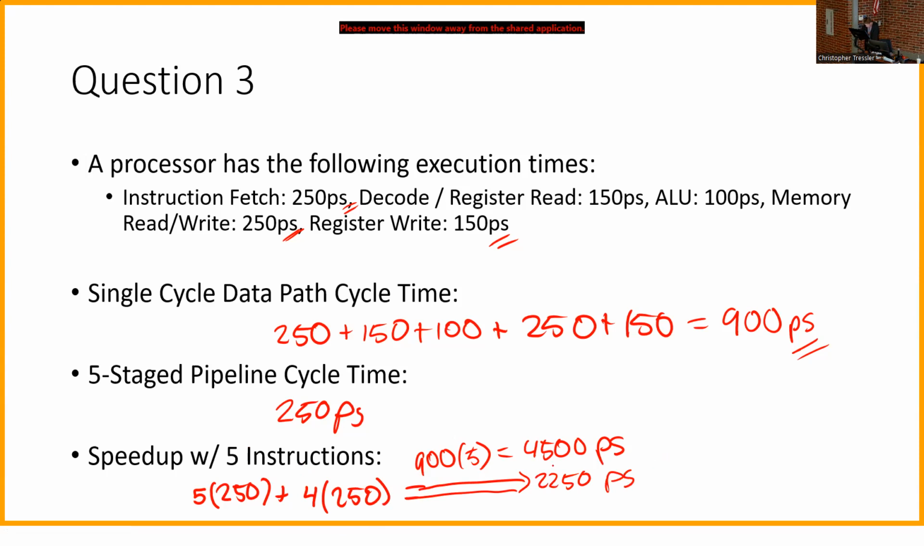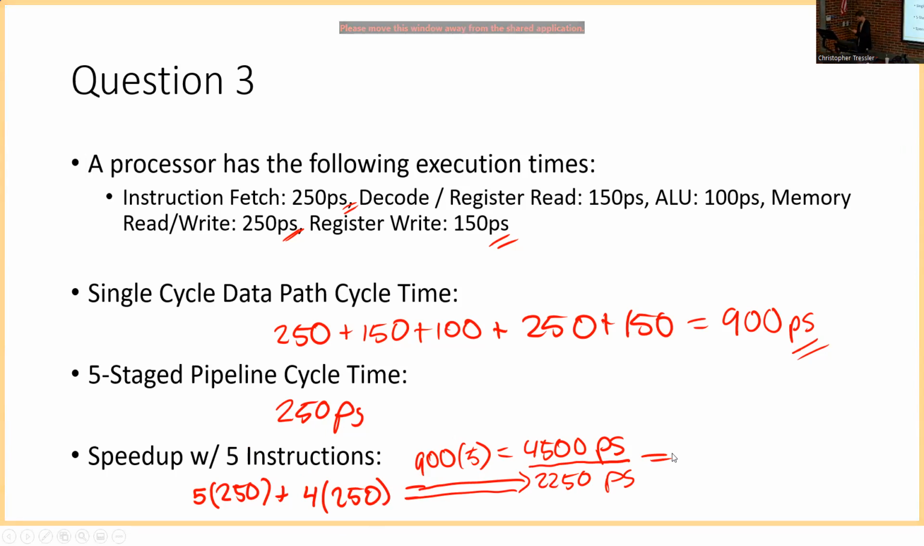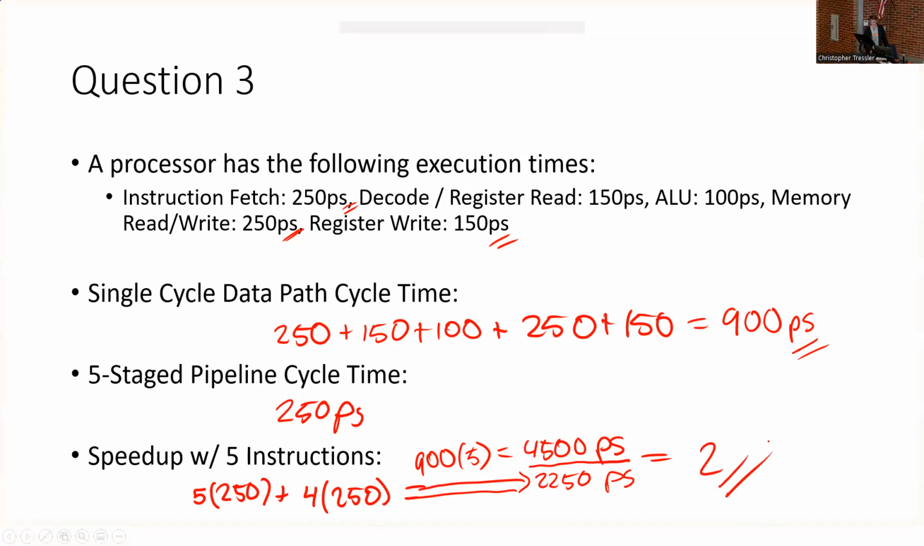Now we have to calculate the speed up. If I calculate 4,500 divided by 2,250, I think it's just 2, right? Yeah, 2. So our speed up is 2. That's our final answer.